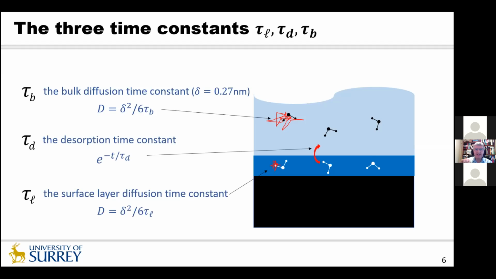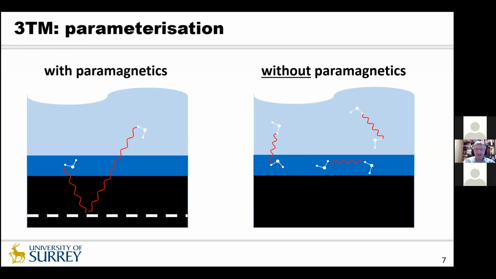Tau D, the desorption time constant, is somewhat different. This is a time constant that describes how long a water molecule stays in the surface layer, effectively. So if your picture is a whole set of spins at time 0 in the surface layer, over a period of time some of those will desorb into the bulk and vanish. And the characteristic time constant for the decay of that number of spins is given by e to the minus t over tau D, D for desorption, tau D is the desorption time constant. So they are the 3 time constants.